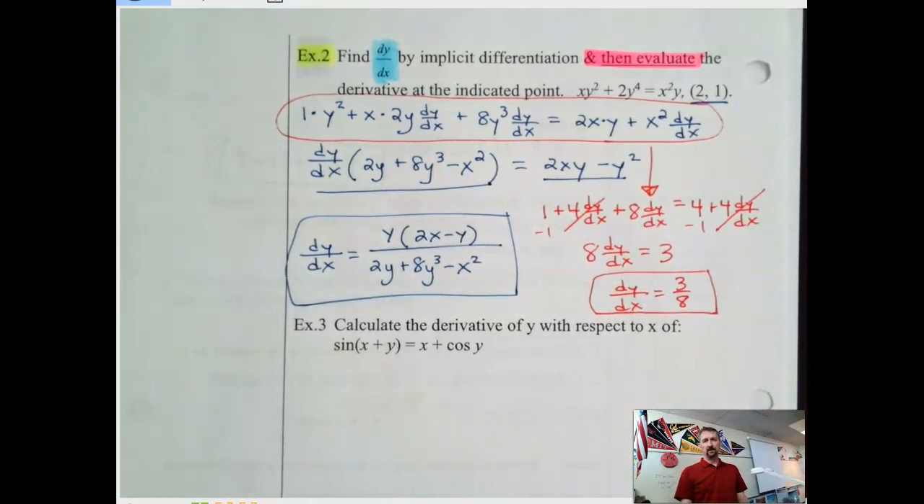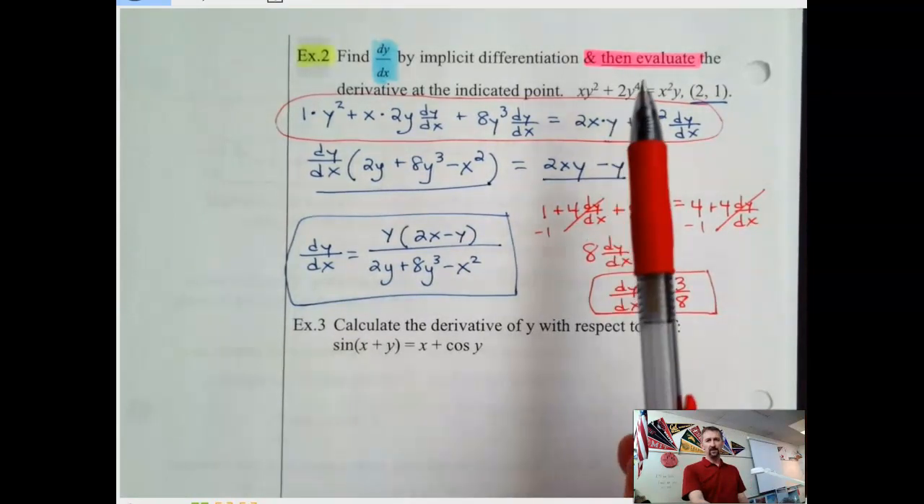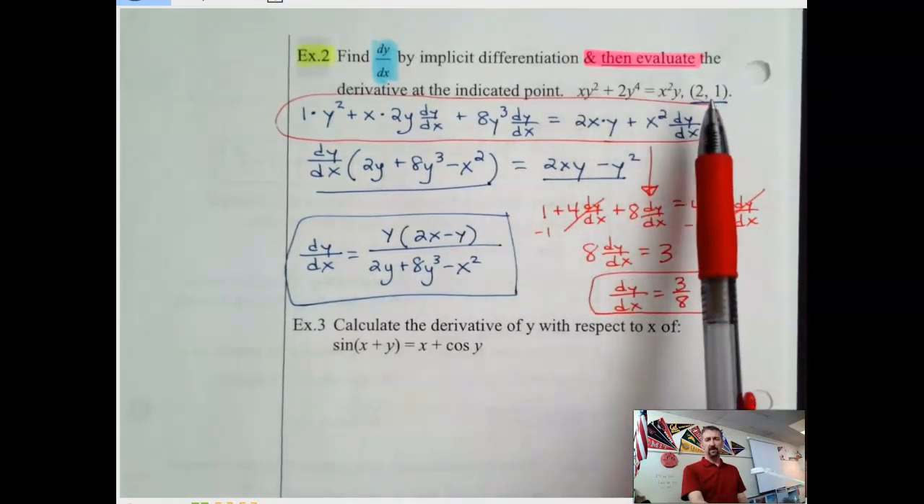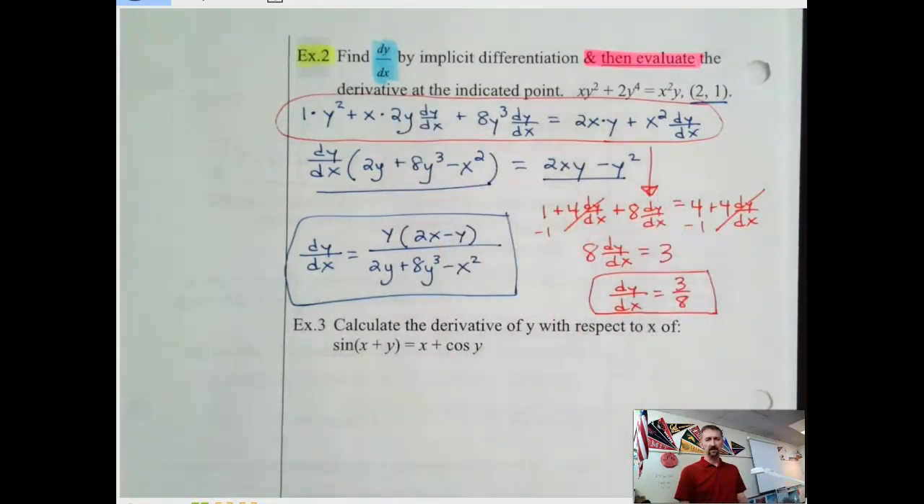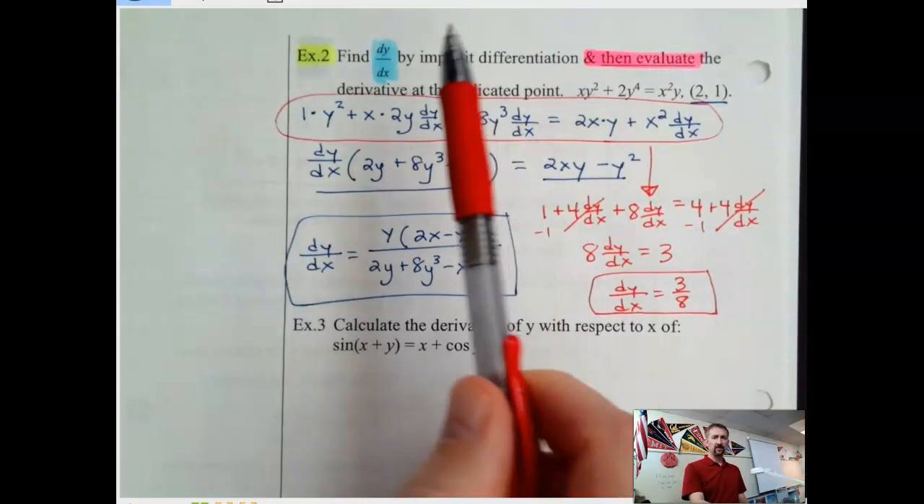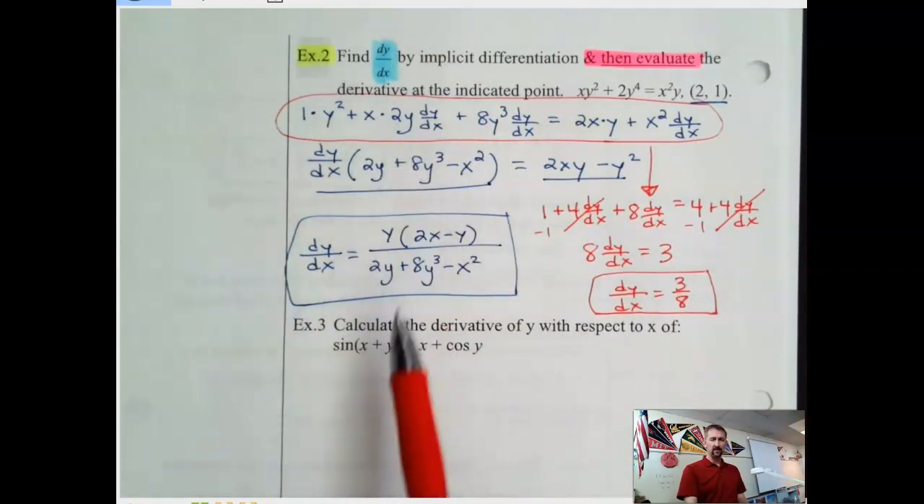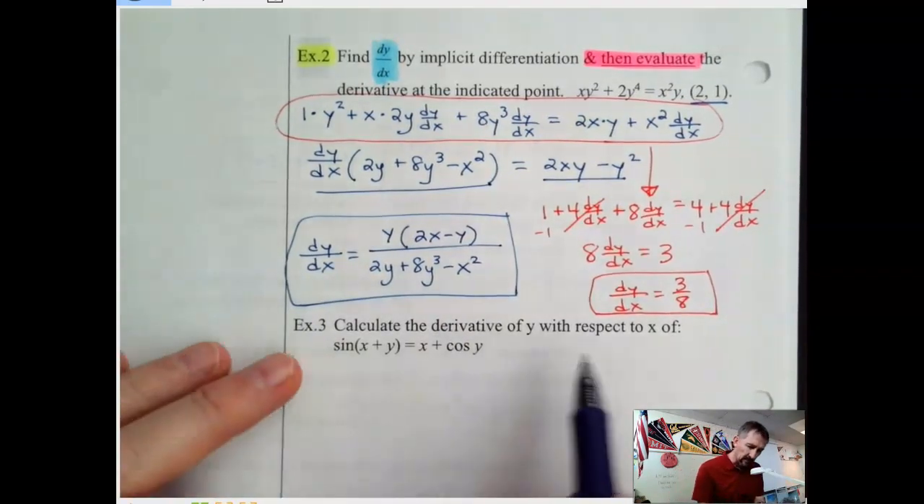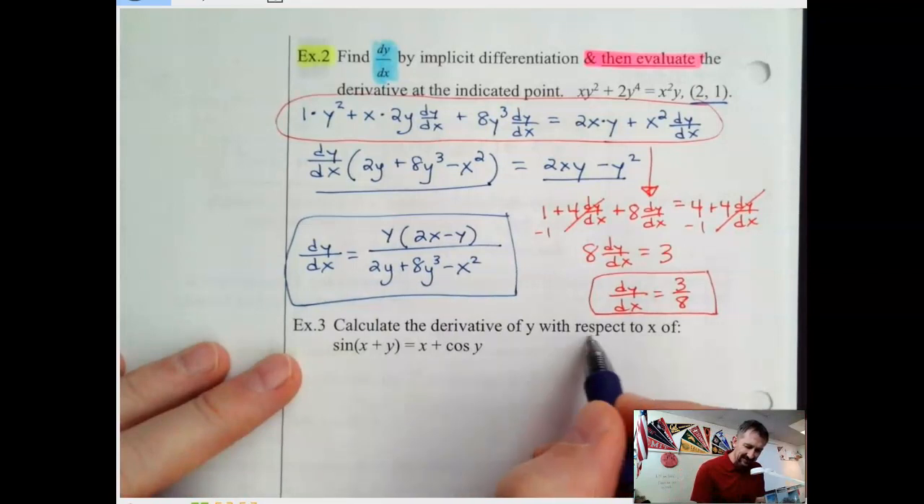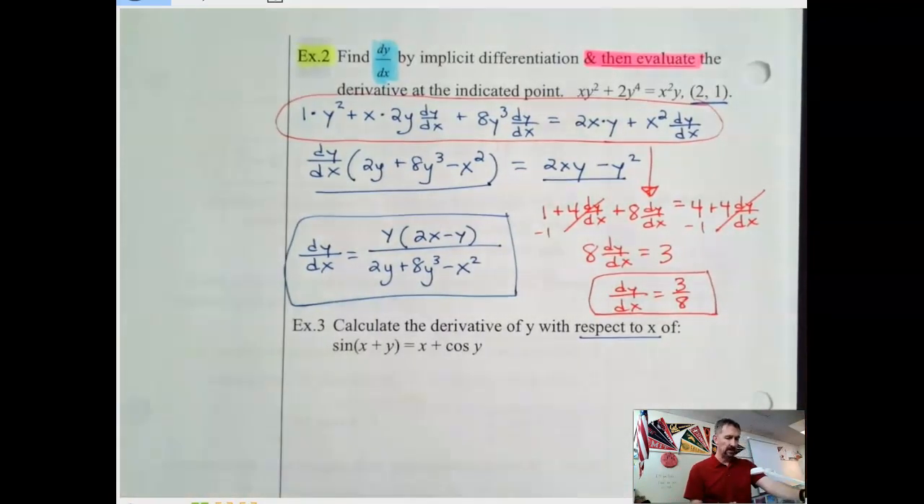Okay, so if the question just asked us to evaluate the derivative at this point, we could have just done that first step, and then we could have done this. If it asks us to find dy dx, then we have to do this. Okay? With respect to x, dy dx. Okay?